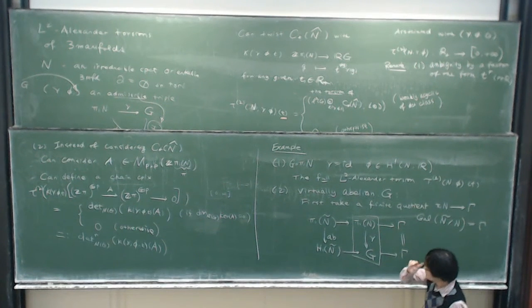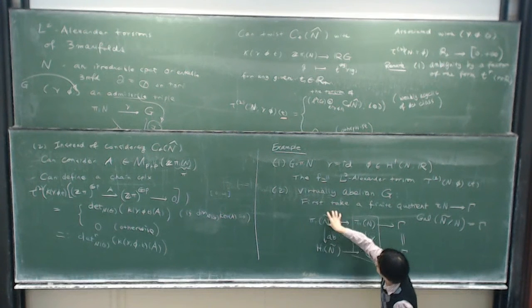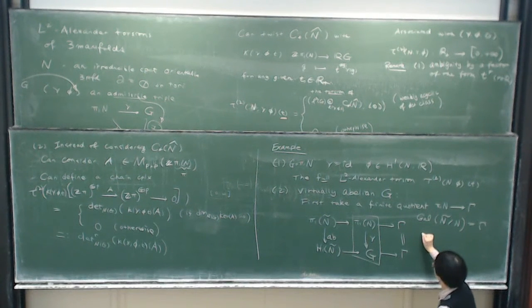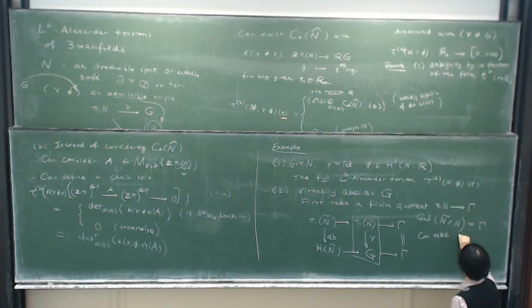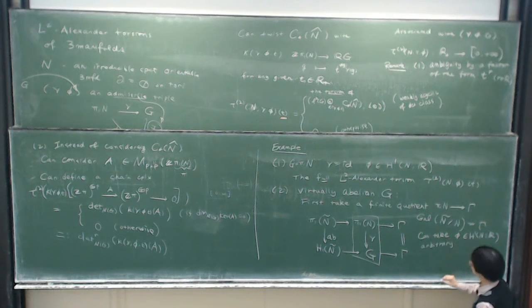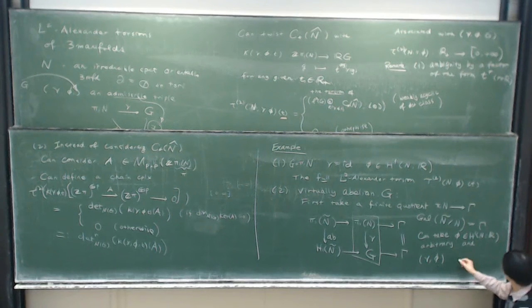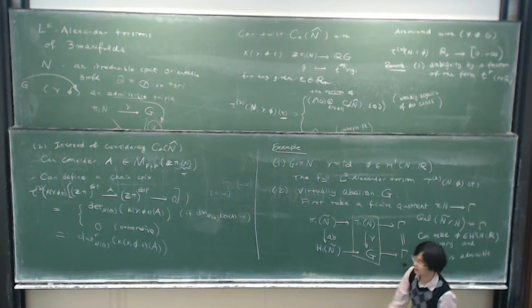And in this case, because you are basically taking the abelianization of this entire N, you can take whatever phi so that it's automatically admissible. Just because you're basically taking the entire abelianization to be the group G.